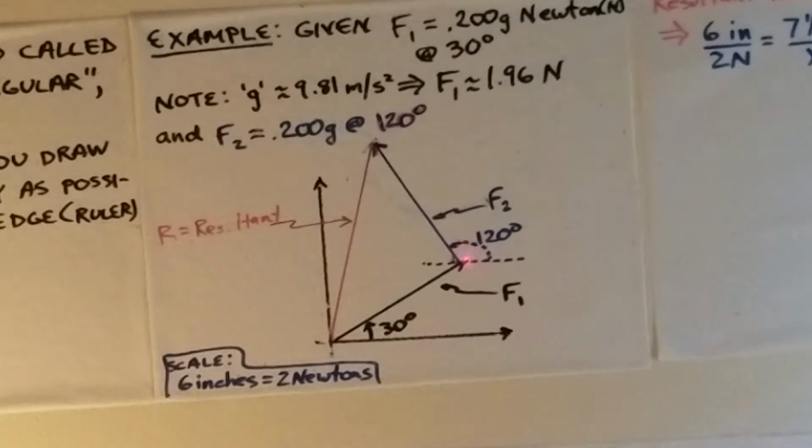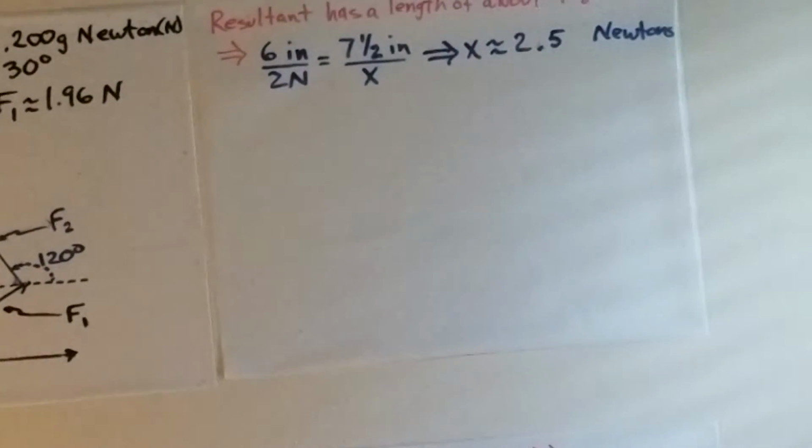And then the same thing for F2. I took F2, I put the tail of it on the tip of F1, and I connected F1 and F2. Remember, I had to rotate F2 120 degrees from the horizontal. And the resultant is this red vector here, which has some magnitude and some direction. We'll figure out the magnitude in just a second, and we'll look at the direction at the tail end of this. And so we can figure out just by measuring.